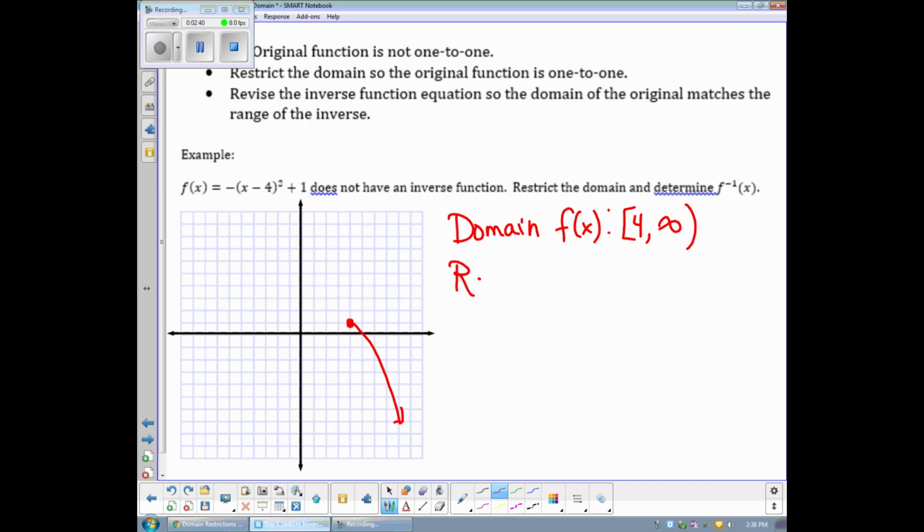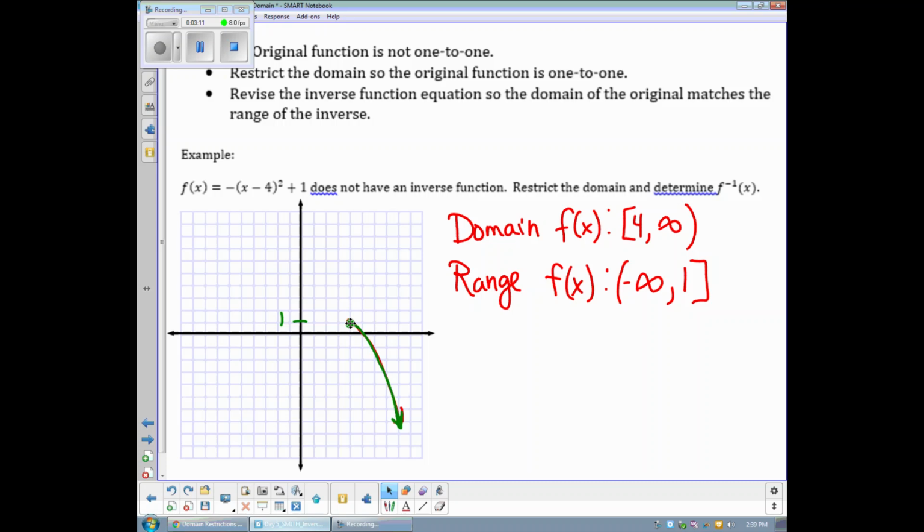The range, let's talk about the y values. The range of f of x is going to go from negative infinity. Notice that arrow is going down in the negative direction. Negative infinity up to 1 in the y direction, stopping at 1, including 1. So my range starts at negative infinity and comes up to positive 1 in the y direction.